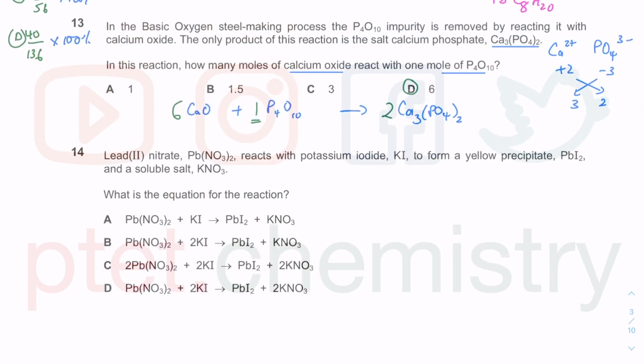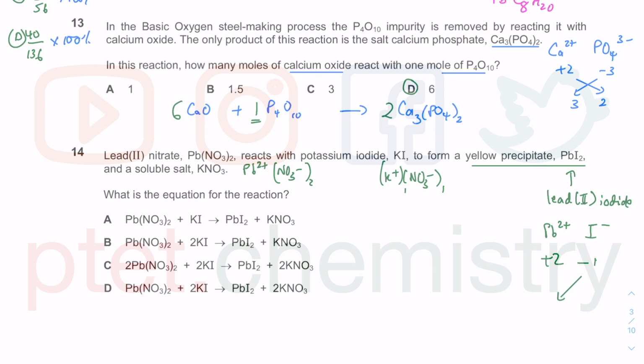Question 14, they give you the information lead(II) nitrate, so you know Pb2+, NO3-, so you need 2 of them. And then you have K+ and NO3-, so you just need 1 of them because it's +1 and -1. But you get a yellow precipitate, which is this thing called lead(II) iodide, because it has got to be Pb2+ still and I-. So as you could see, when you do the crisscross, you got 1 of the Pb2+ to cancel out the charge of 2 I- like that. So what is the equation for this reaction? You got PbI2. So all of these have got the correct formula. It's just about balancing the equation.